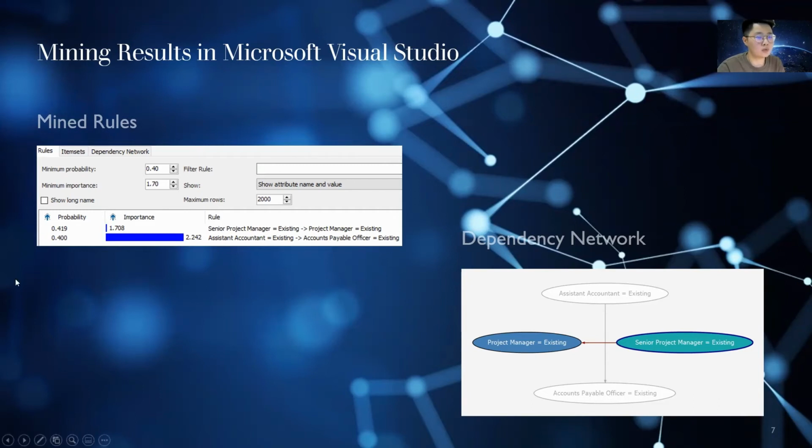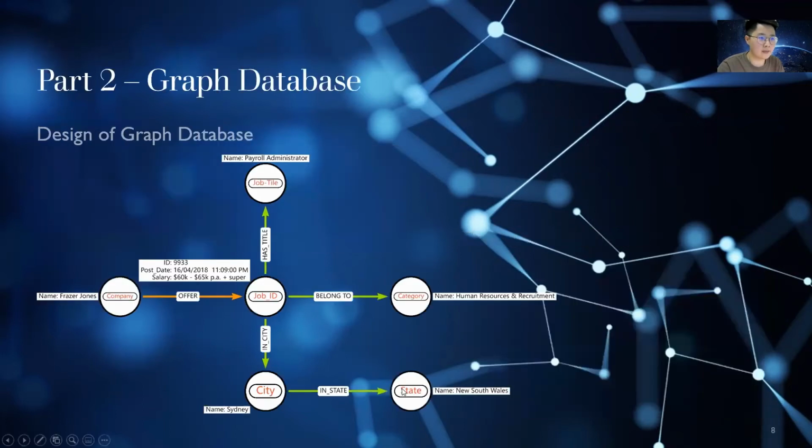For these two results, we can find they all belong to the relationship of superior and subordinate. For example, the accounts payable officer may need an assistant accountant to assist with some paperwork or do some bank statement transaction records. The next part is the graph database.